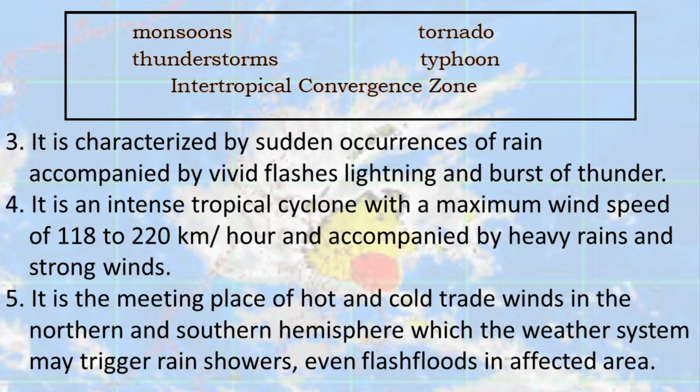3. It is characterized by sudden occurrences of rain accompanied by vivid flashes of lightning and bursts of thunder. 4. It is an intense tropical cyclone with a maximum wind speed of 118 to 220 km/h and accompanied by heavy rains and strong winds. 5. It is the meeting place of hot and cold trade winds in the northern and southern hemisphere, which the weather system may trigger rain showers, even flash floods in affected areas.